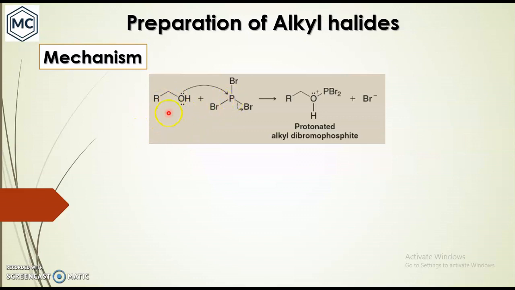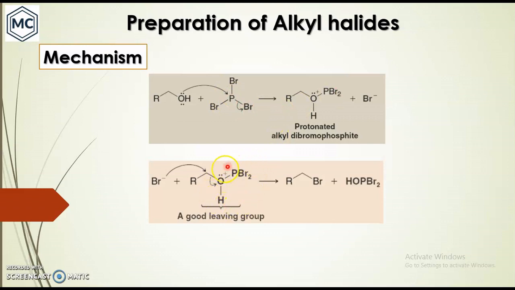So what happens is the alcohol acts as a nucleophile, of course this oxygen, and phosphorus is an electron deficient center, so it acts as an electrophilic center. This nucleophile attacks this phosphorus and kicks off one of its bromines as a bromide anion, and it forms, you can see here, RCH2OH, a protonated alkyl dibromophosphite, here you can see PBr2. And next, this group is a very good leaving group. So this bromide can attack this carbon, and this leaving group gets substituted. Finally, it forms alkyl bromide with the elimination of this molecule.